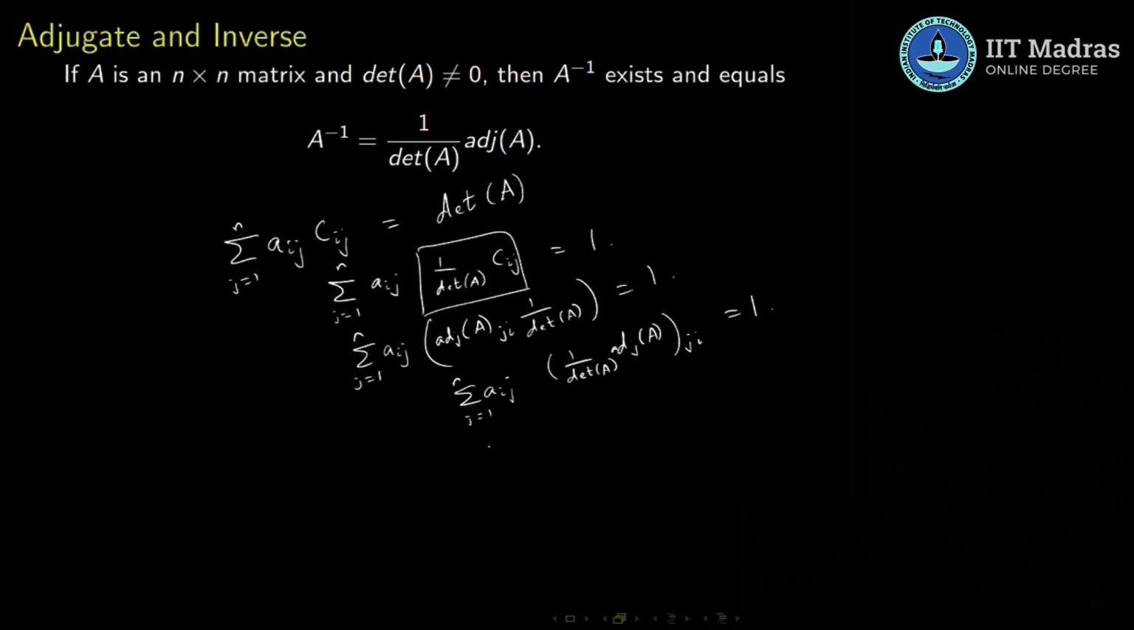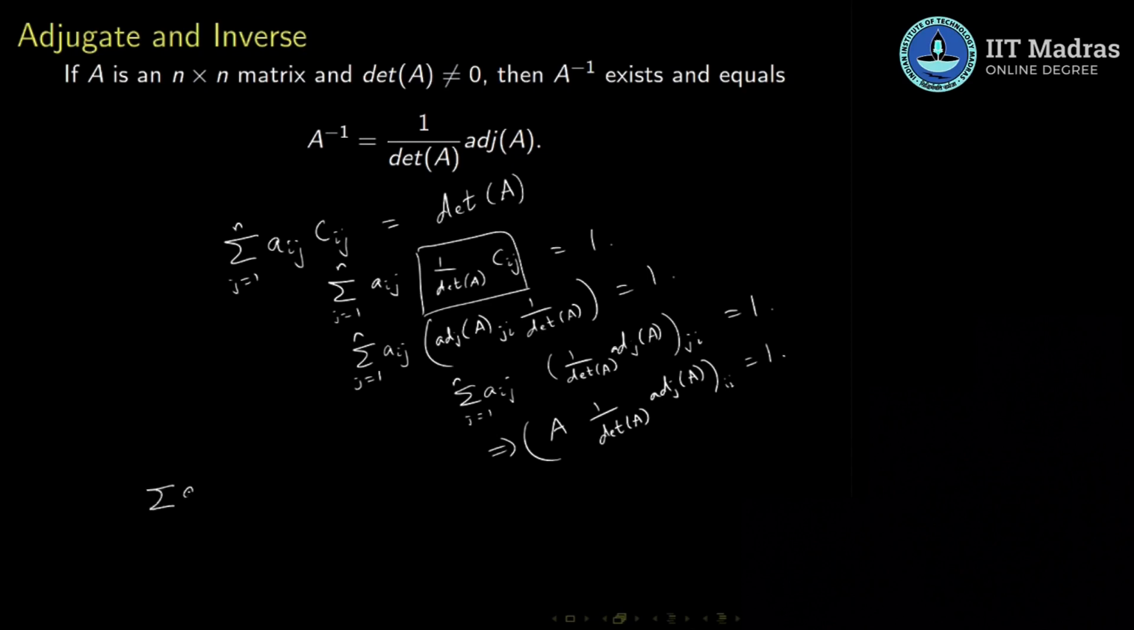So, what does this mean? This means that if you take the ith entry of the matrix A times 1 by determinant of A, adjugate of A, if you take the ith entry, then the ith entry is 1. Okay, the diagonal entry is 1. Okay. So, now we can ask what happens to entries which are not on the diagonal.